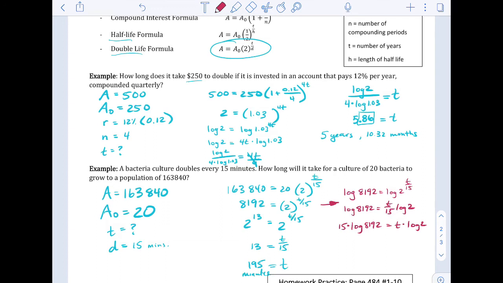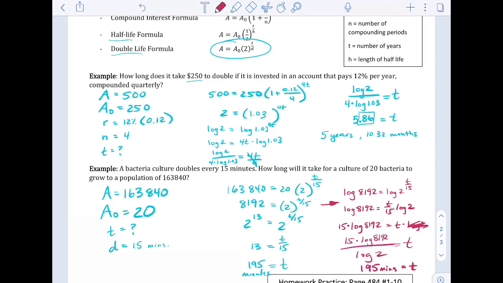Then finally, T times log 2. I'm going to divide both sides by log 2. I get T is equal to 15 times log 8192 divided by log 2. Right, when I divide by log 2, it's gone from the right side. Then when I put that into my calculator, I get 195 minutes.